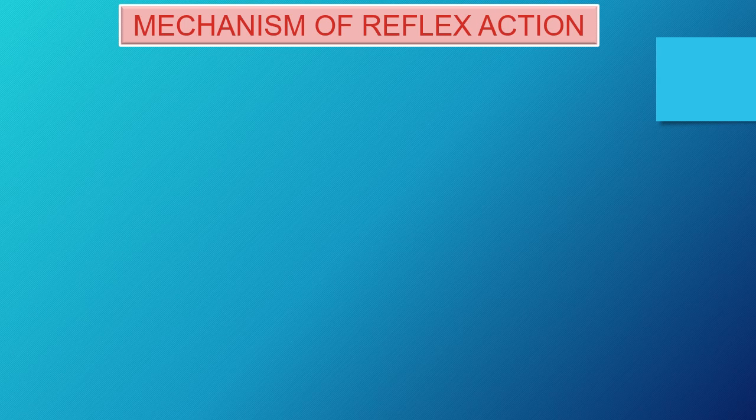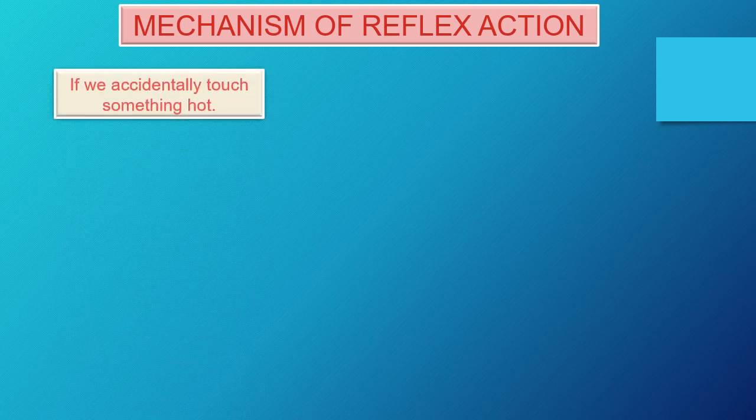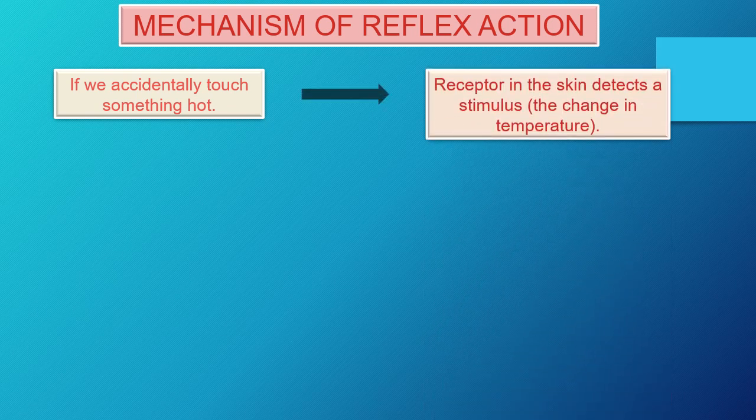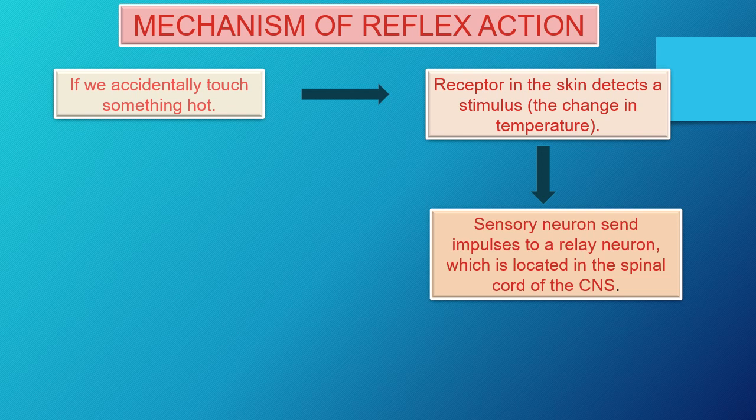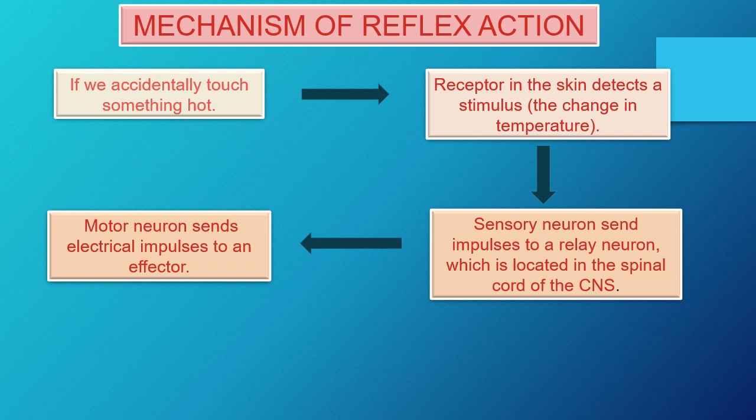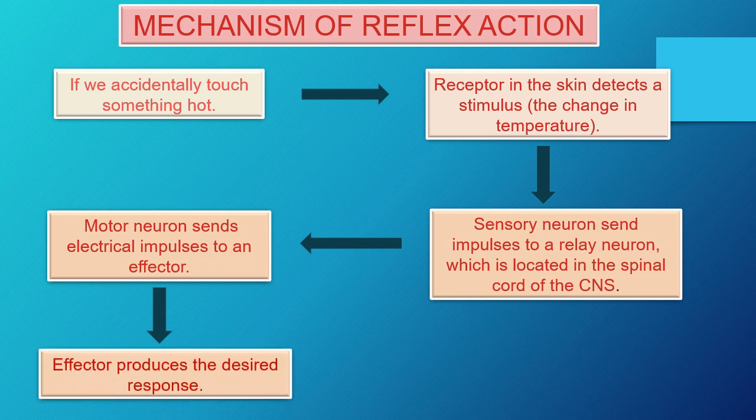Mechanism of reflex action. If we accidentally touch something hot, then what happens? A receptor in the skin detects a stimulus. The sensory neuron sends impulses to a relay neuron, which is located in the spinal cord of the central nervous system. The motor neuron sends electrical impulses to an effector. The effector produces the desired response.